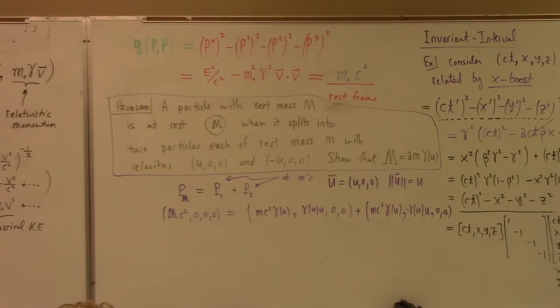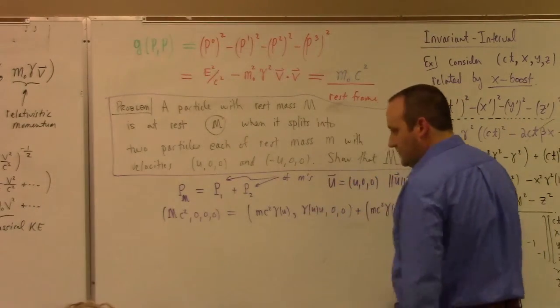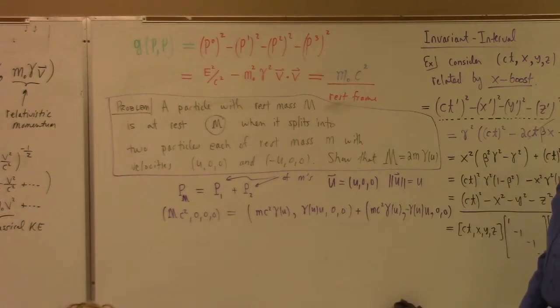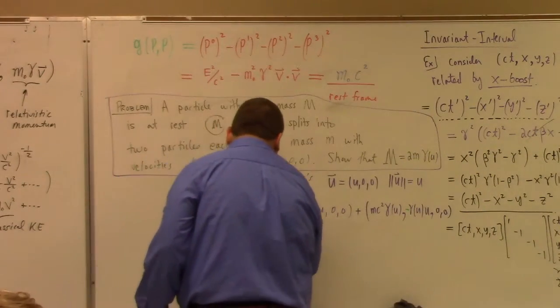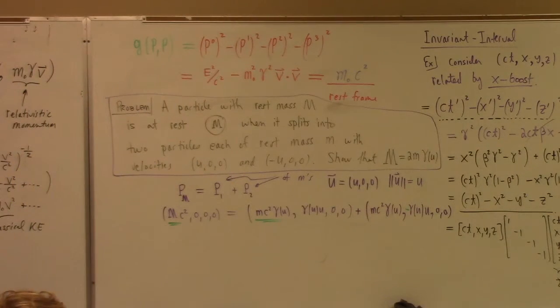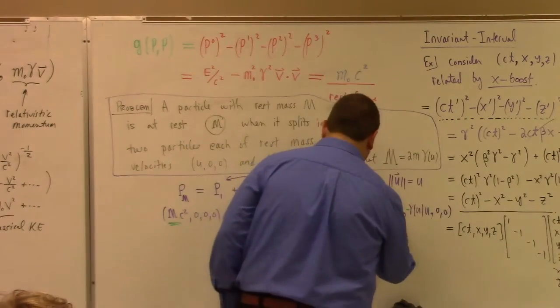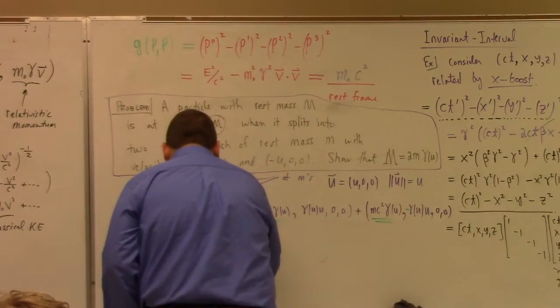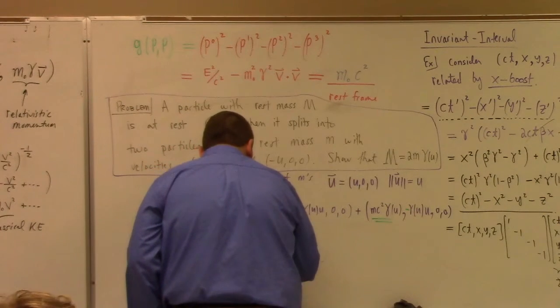So what happens? You add these, and nothing especially interesting happens. These cancel, right? Basically the only interesting information you get is from the 0th component. This guy has to be equal to that guy. Oh, and there's also one over here. So therefore, m is equal to 2 little m gamma of u.